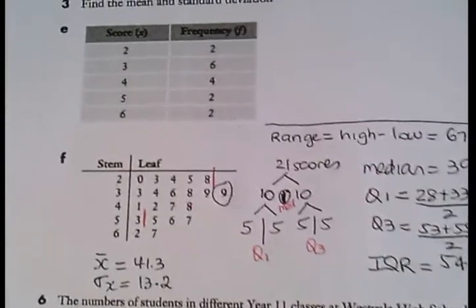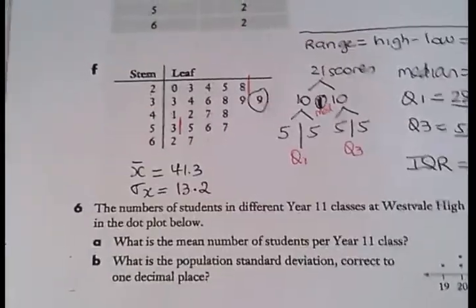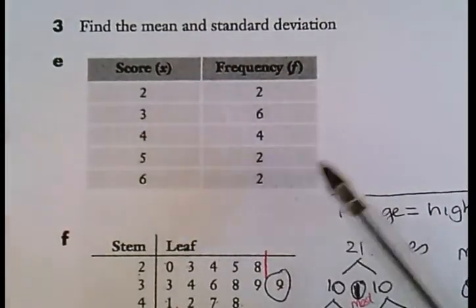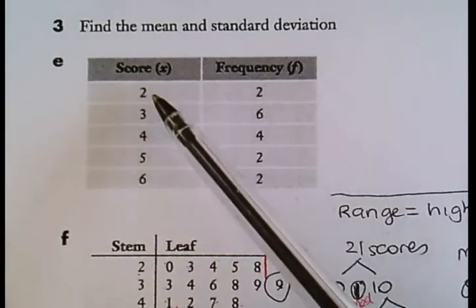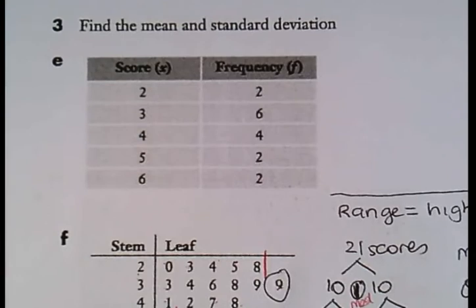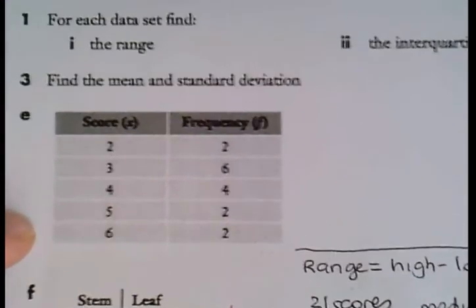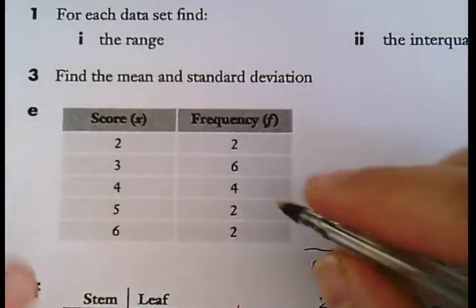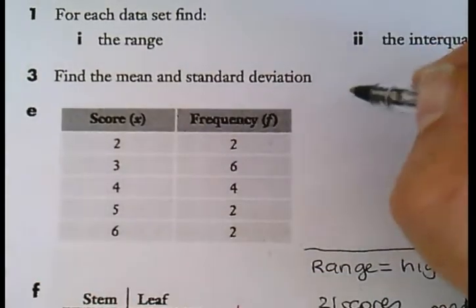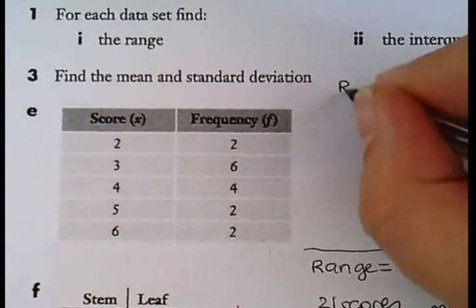All right, now, question 3. Let's look at how to enter this data into a calculator. So, we now have to enter table data. Number 2 occurs twice, number 3 occurs 6 times. We are not going in and entering the data in individually. So what we're going to do first is, we're going to do the range and the interquartile range for this table. So what's your range?